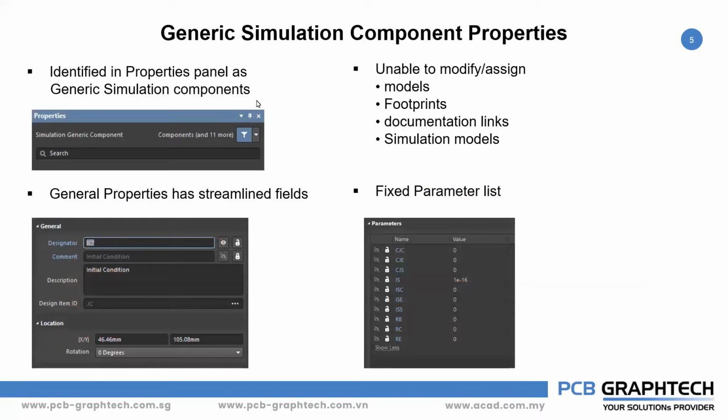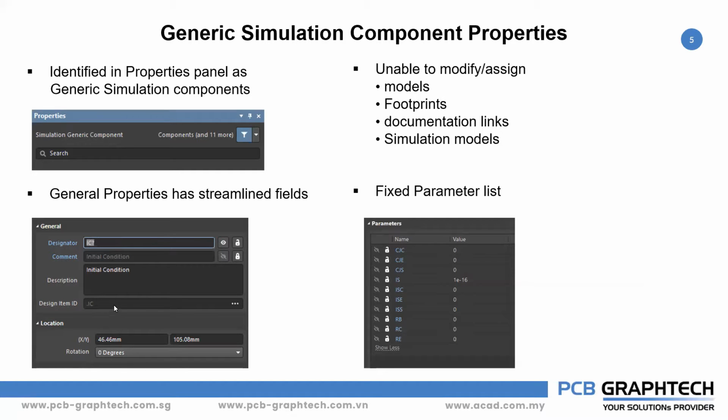Now coming to the generic simulation component. As I told you, when you open any component from this generic simulation component, you will see the properties panel like this. Usually when you click on any component, the properties will name only the component. But when you go for a simulation generic component, you will see at the top like this, simulation generic component, and then the general properties will have only limited items.